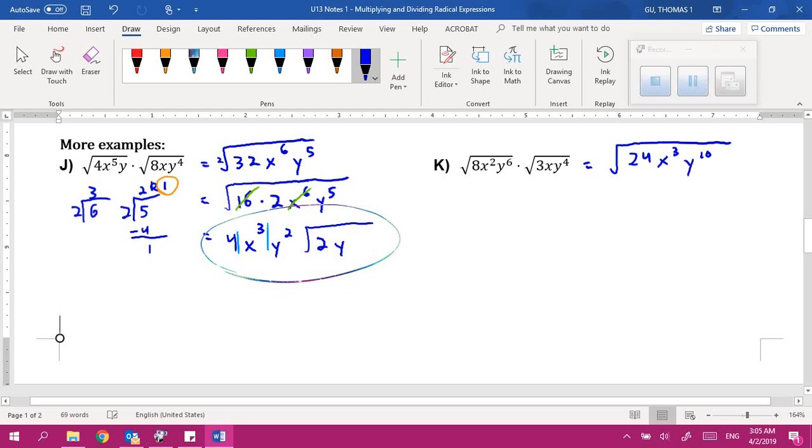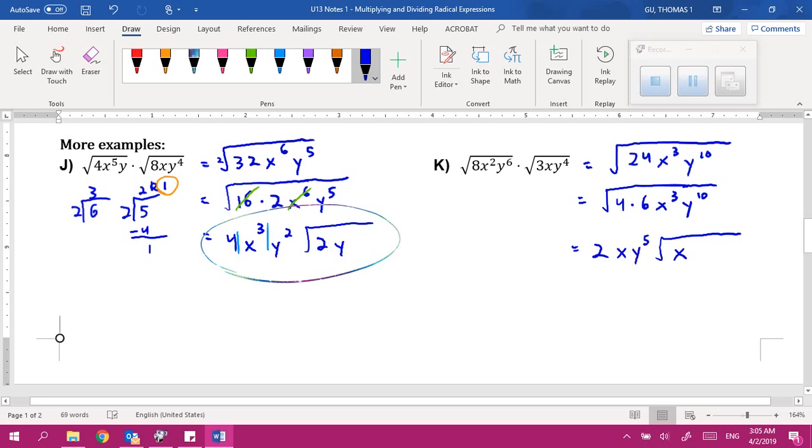All right, so let's see. What factors make up 24 with a perfect square? That's going to be 4 times 6, x cubed, y to the 10th. Now, what's the square root of 4? That's going to be 2. And now let's see, what can I pull out with the x cubed? That's just going to be 1x outside with 1x remaining on the inside. Then y to the 10th, so 10 divided by 2 is 5, so we got y to the 5th.